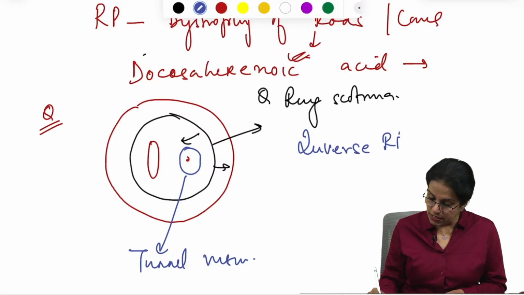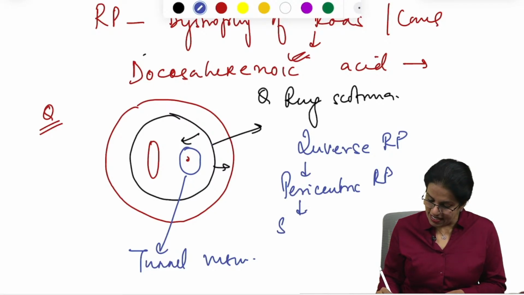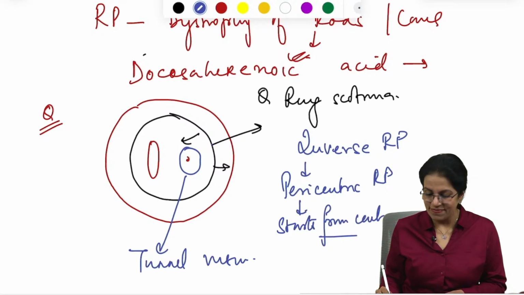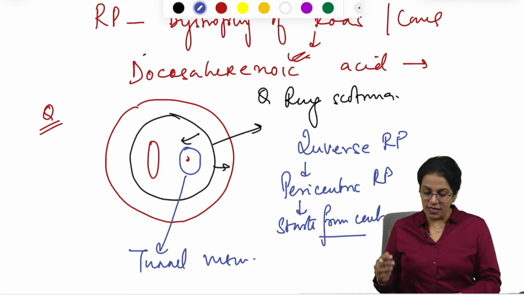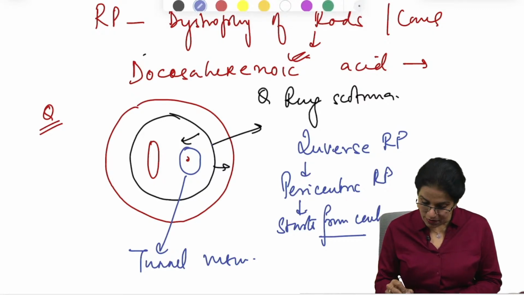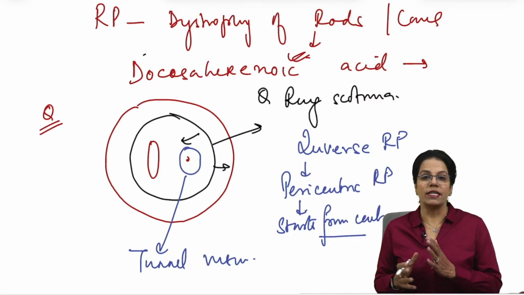Okay, inverse RP को और क्या बोलते हैं? We also call it pericentric RP. So pericentric क्यों बुलाते हैं? Why? What is pericentric RP? Which means that it starts from the center. It starts from the center. Is it okay? So these are some important questions which are asked around retinitis pigmentosa.